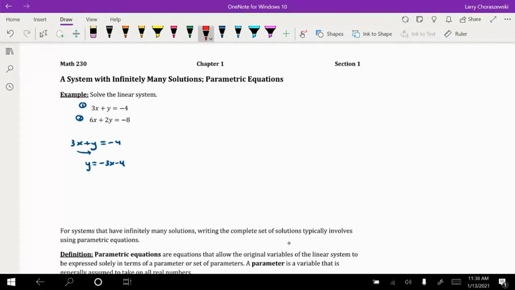So if we have this expression for y, negative 3x minus 4, what it means for us is that we're allowed to replace negative 3x minus 4 into the y that's part of the second equation. Now when you do that, you're going to get 6x plus 2 times negative 3x minus 4 equals negative 8. And we'll go ahead and distribute the 2 to clear parentheses. It's going to give us 6x minus 6x minus 8 equals negative 8. Now the 6x's cancel out, and we're ultimately left over with negative 8 equals negative 8. And there's no more solving that we could do for x.